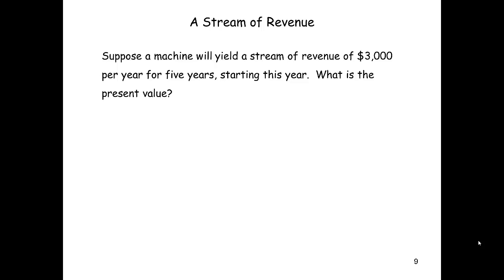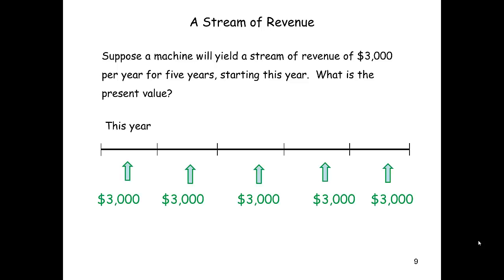Now let's think about a stream of revenue. Suppose a machine will yield a stream of revenue of $3,000 per year for 5 years, starting this year. What is the present value? Let's start by plotting out a timeline. So this year we get $3,000, but then we get an additional $3,000 for 4 years after that. Well, the present value then is equal to, first of all, $3,000. We don't have to discount that since we receive it this year, plus the $3,000 next year divided by 1 plus the interest rate, plus the additional $3,000 the next year divided by 1 plus the interest rate squared. Again, we're thinking about the compounding over 2 years, and then all the way up to the 4th year, where we have 1 plus the interest rate to the 4th.